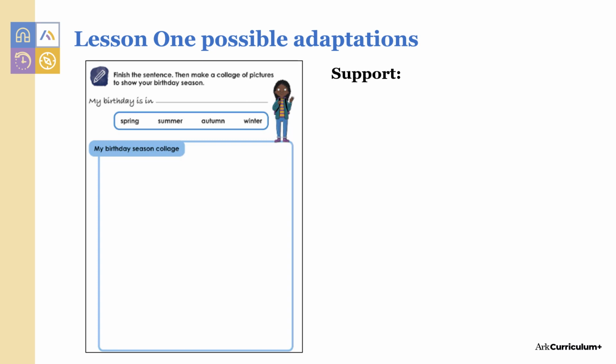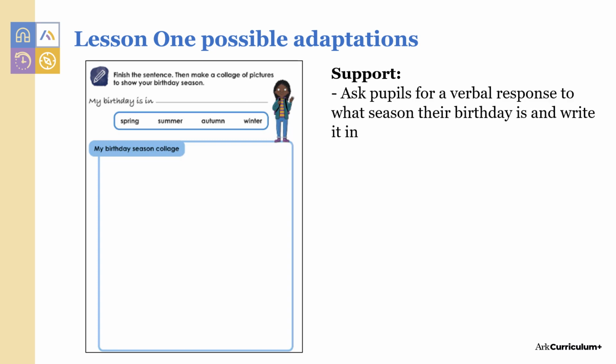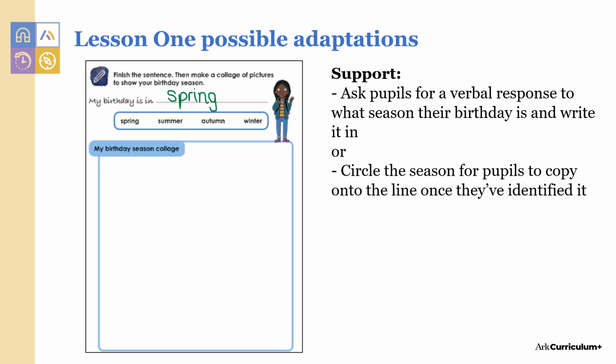In Lesson 1, pupils are asked to finish a sentence, "My birthday is in," and use one of the key words to finish the sentence. To support pupils, you could ask them for a verbal response to what season their birthday is in and write it in yourself. Alternatively, you could circle the season for pupils to copy on the line once they've identified it.